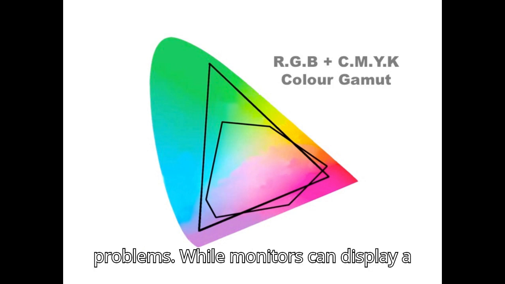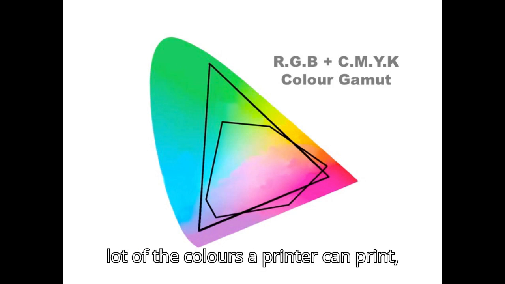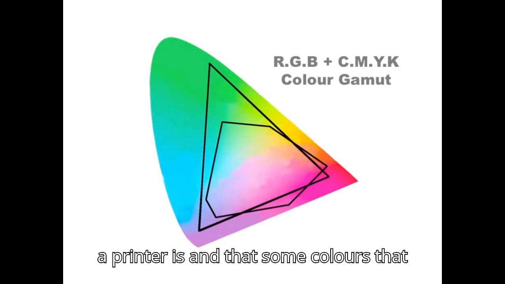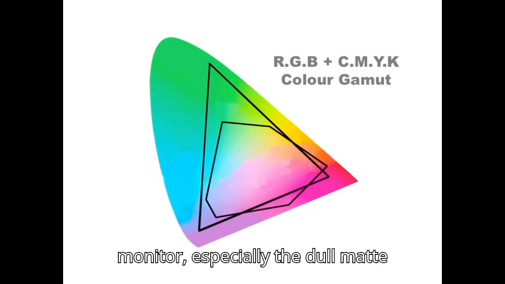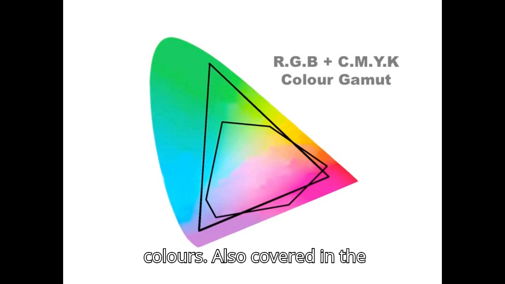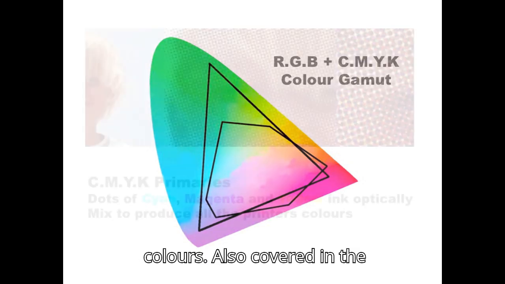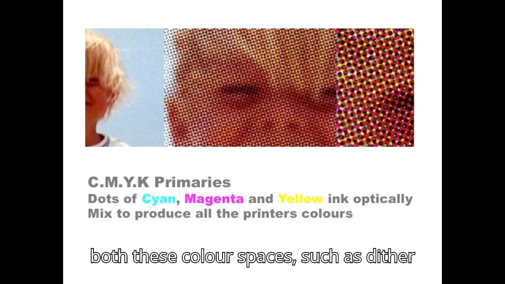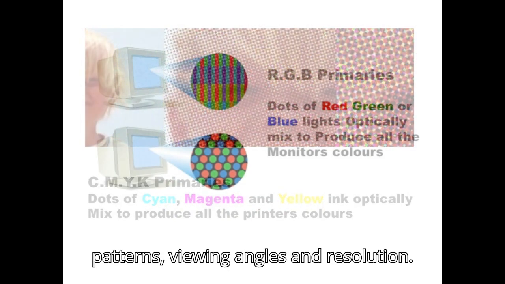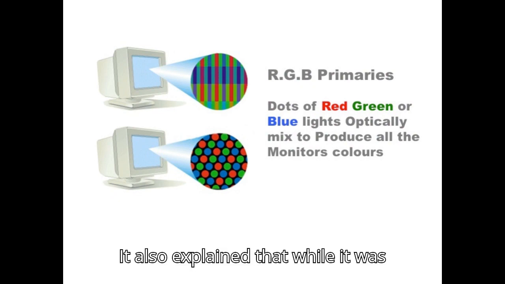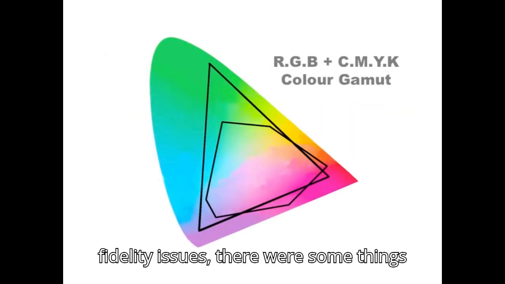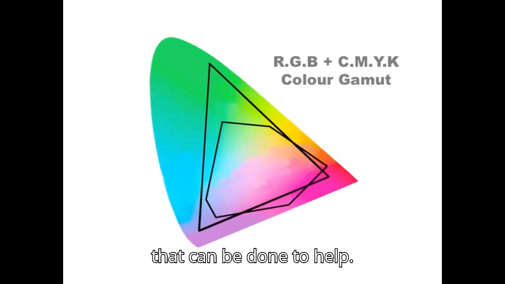While monitors can display a lot of the colours a printer can print, it shows how limited the colour space of a printer is, and that some colours that can be printed cannot be shown on the monitor, especially the dull matte colours. Also covered in the last talk were the things that can affect both these colour spaces, such as dither patterns, viewing angles, and resolution. It also explained that while it was impossible to completely fix colour fidelity issues, there were some things that can be done to help.